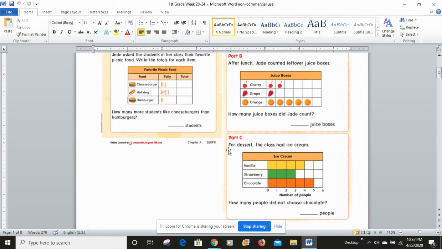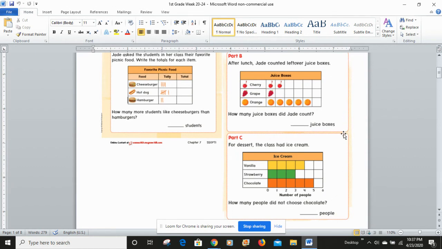For part C, for dessert, the class had ice cream. You see 3 different types of ice cream: vanilla, strawberry, and chocolate. The question asked, how many people did not choose chocolate? That's kind of a tricky question, but the key there is how many people did not choose the chocolate.